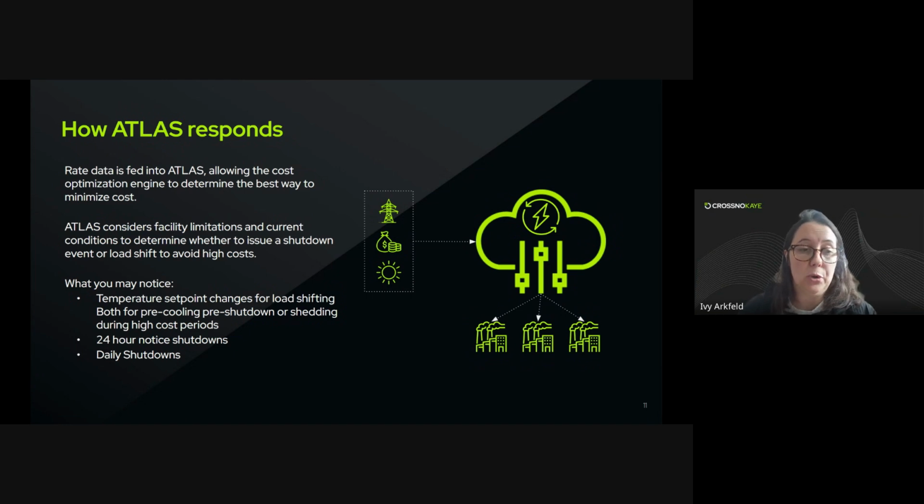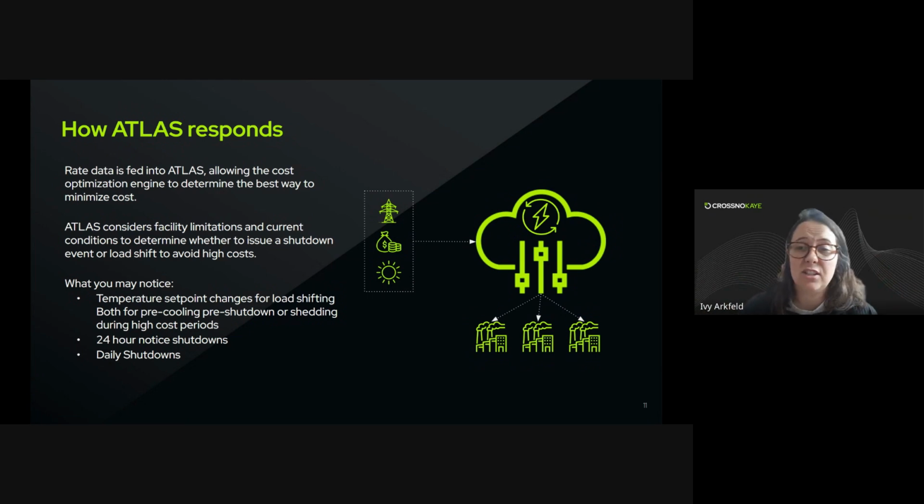Some things that you might notice. So one, temperature set point changes for load shifting. When we're talking about pre-cooling before a shutdown or shedding during high cost periods, that's going to be accomplished by operating within the minimum and maximum set point ranges that you have provided in Atlas under the demand stabilization application. So in the kickoff meeting, we talked about how important it is to provide as wide of ranges as you can. The reason being is that we do want to be able to pre-cool well before shutdown so that you can ride out those periods where your freezers or your compressors are off.